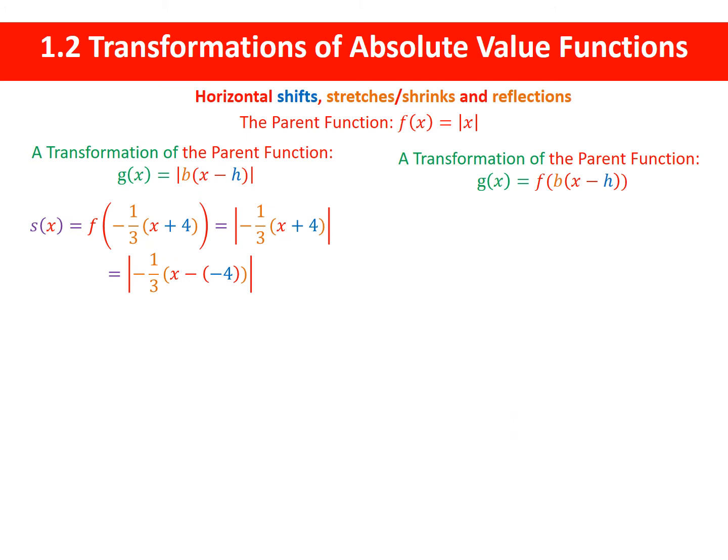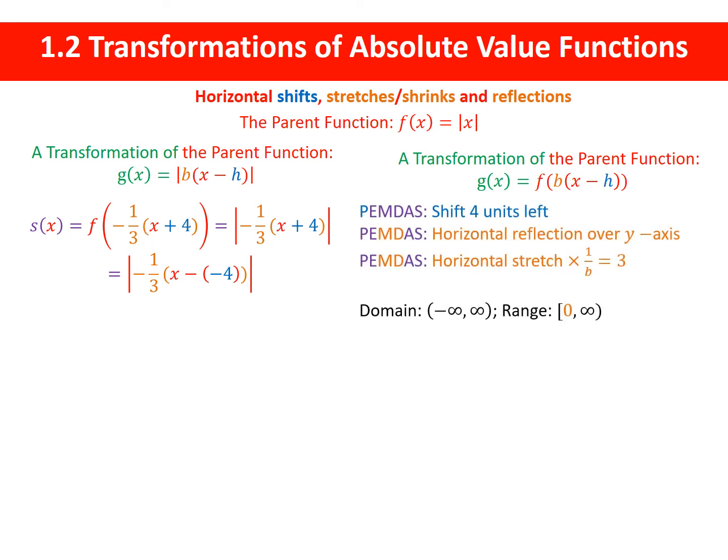Another example of compositions of horizontal transformations, we have our parent function, which is the absolute value of x, but we insert a b value of negative 1/3, and notice it should read x minus h, but I have an x plus 4. I want to take a little bit of time to rework that so it reads x minus negative 4. That tells me I want to shift 4 units to the left, and I also want to reflect over the y-axis and stretch by a factor of 3, which is the reciprocal of 1/3.